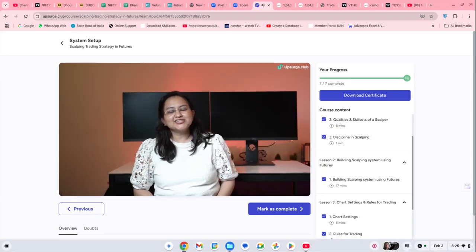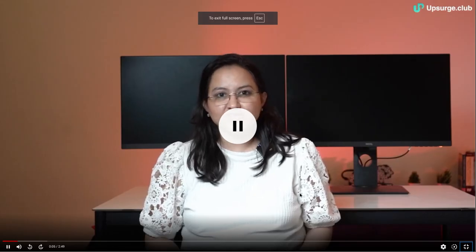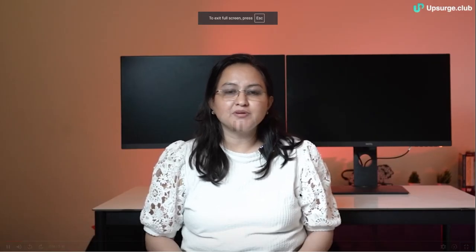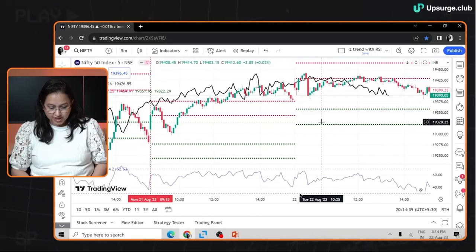Hello friends, let's look at how to add the RSI scalping strategy using the Camarilla pivots and the Chicago span on a 5-minute chart, the RSI strategy that I have discussed for Nifty and Bank Nifty scalping. Let's head to the screen and see how to add these indicators on TradingView. So in TradingView, I open a 5-minute chart.